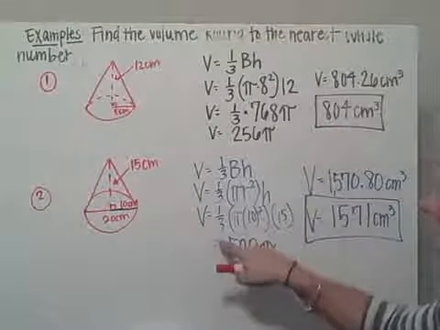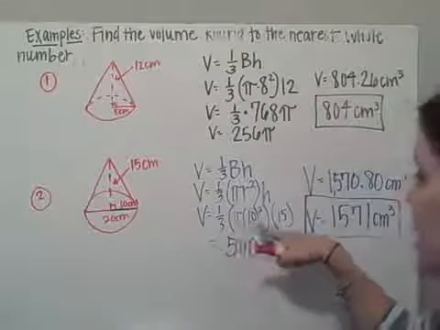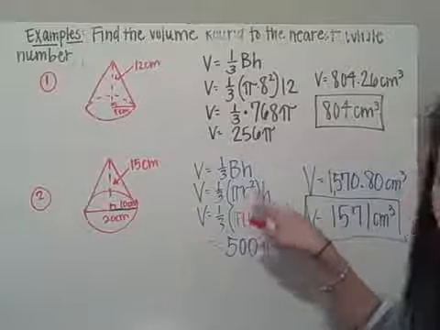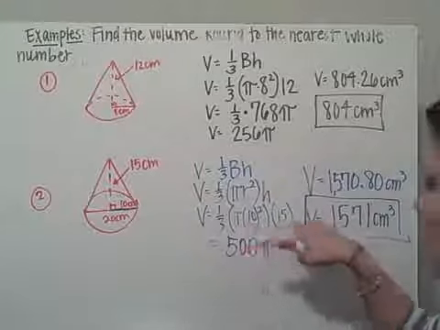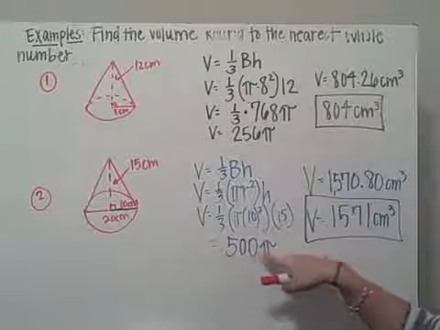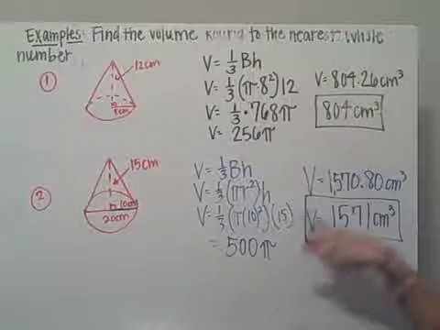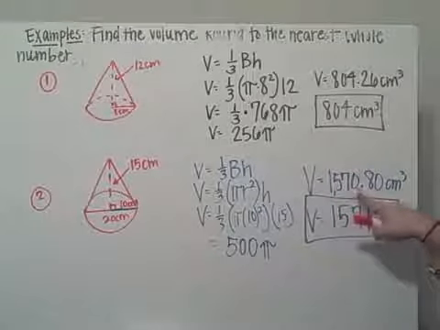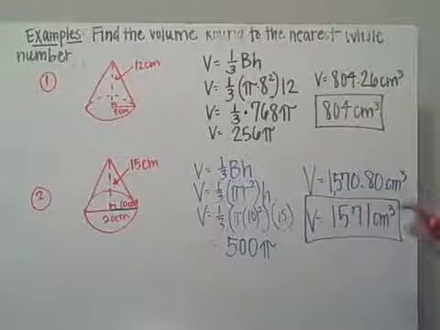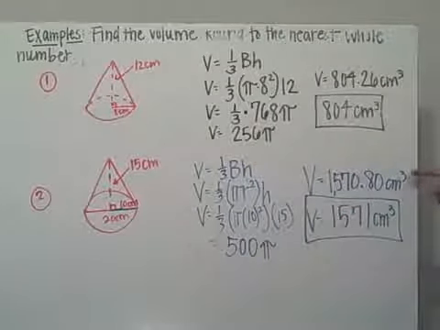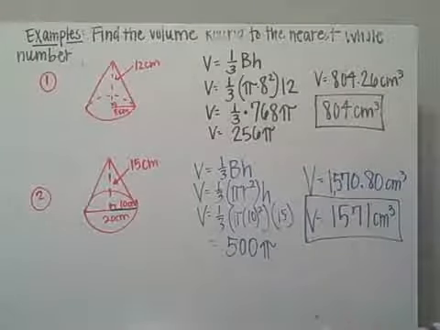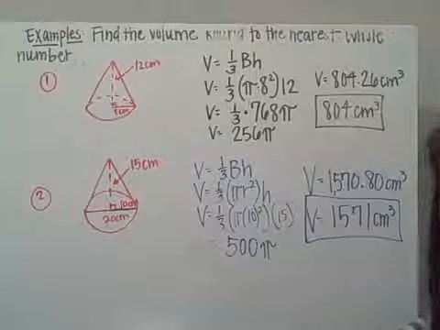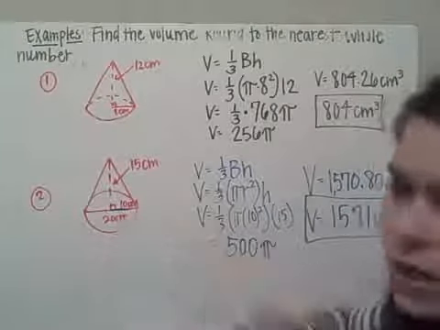So we're going to have 1/3 times pi times 10 squared, because that's my radius squared, times the height of 15. When I multiply all this together, I get 500 pi. 500 times pi is 1,570 and 8/10 centimeters cubed. We'll round to the nearest whole number. I get 1,571 cubic centimeters as the volume of that cone.